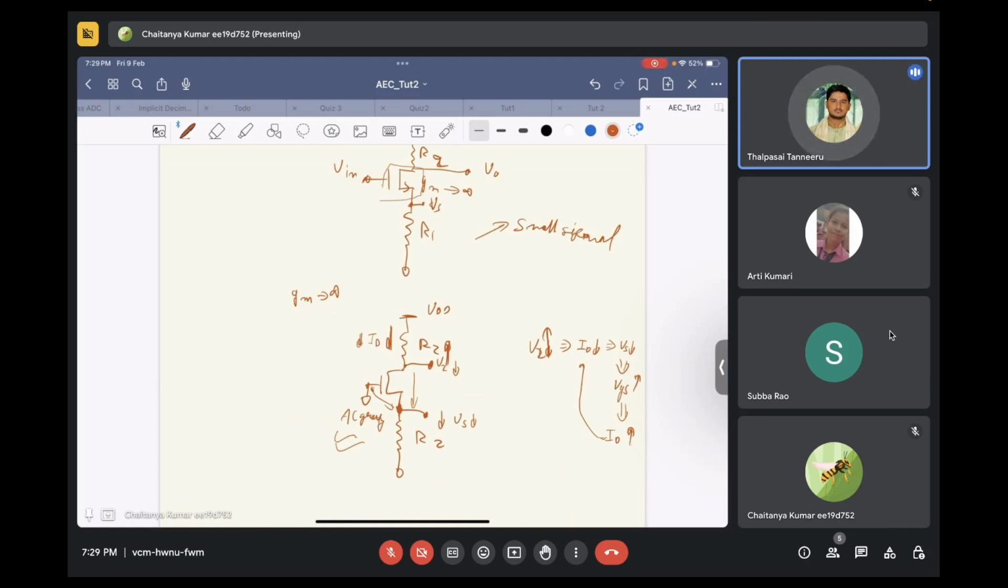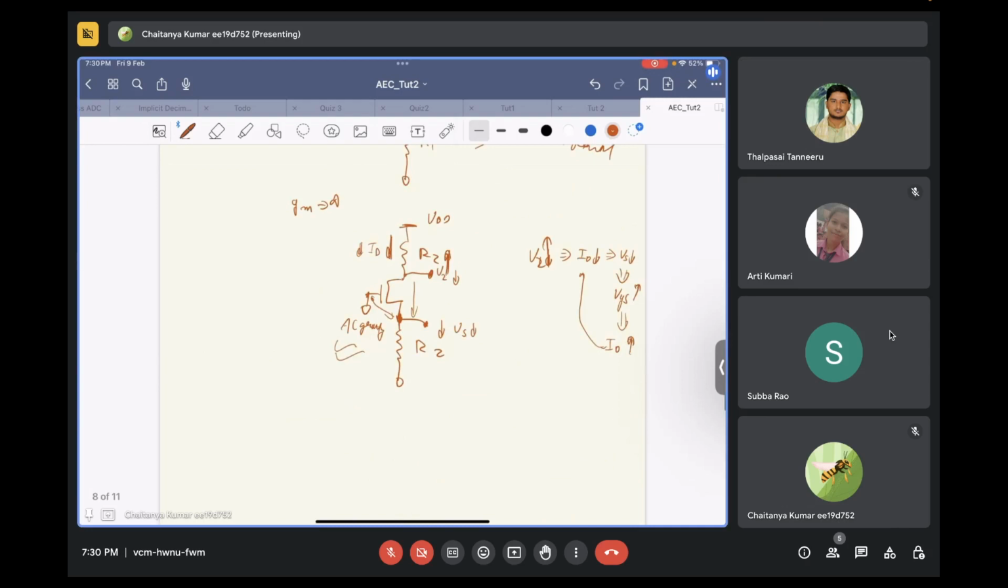It will go to zero. GM into VGS is the current source across the drain terminal. GM goes to infinity, so VGS should be zero, right? Yes, sir, it will go down. How can VGS be zero?